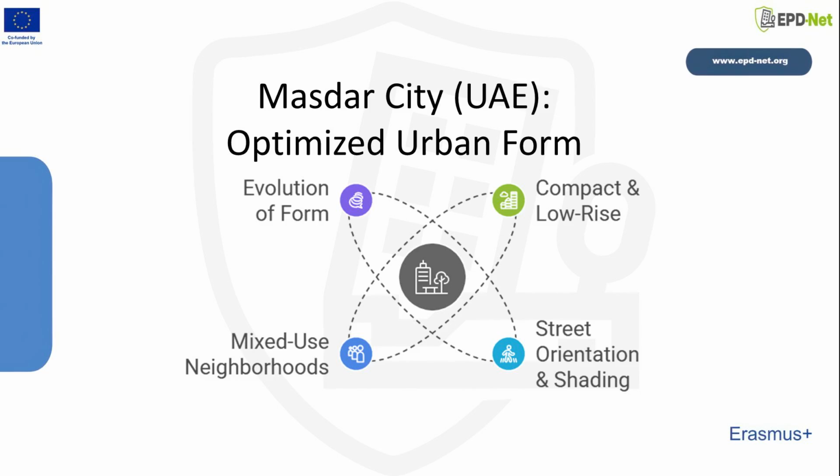Evolution of form. The original 2008 master plan envisioned the entire city built on a 9-meter raised platform, a podium, with a personal rapid transit (PRT) system running underneath. This concept was abandoned due to cost and complexity in favor of a simpler, incrementally built, ground-level development.